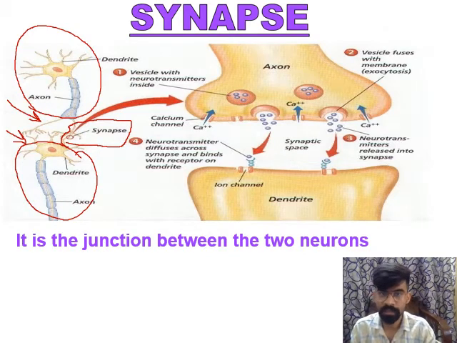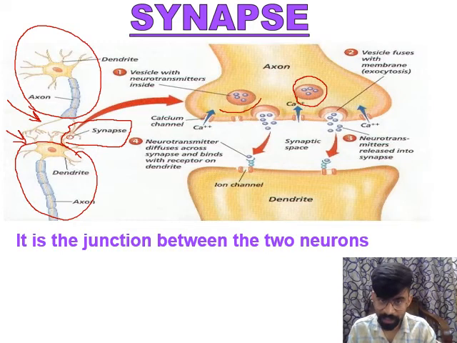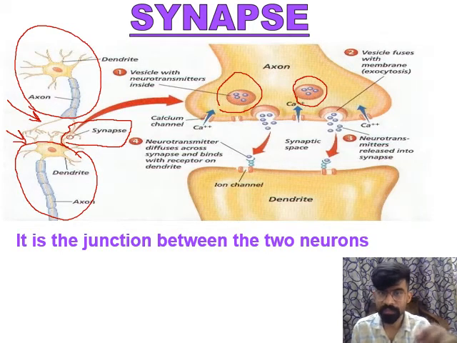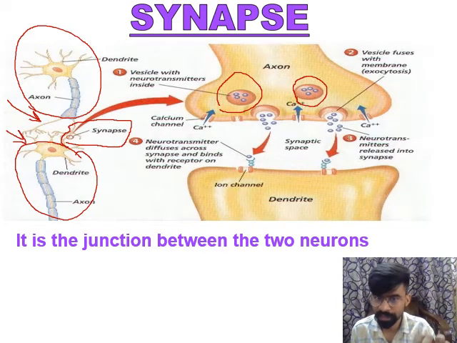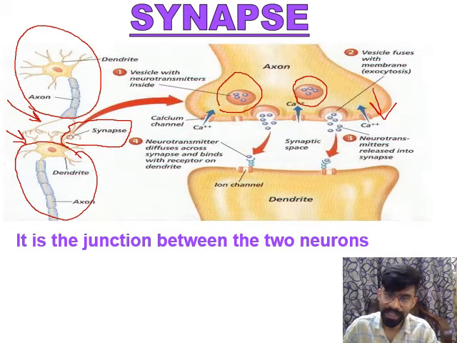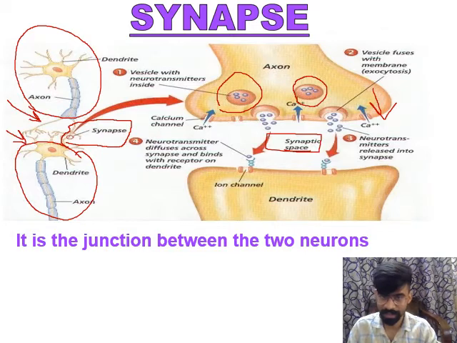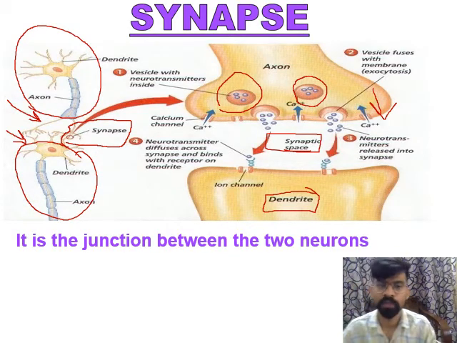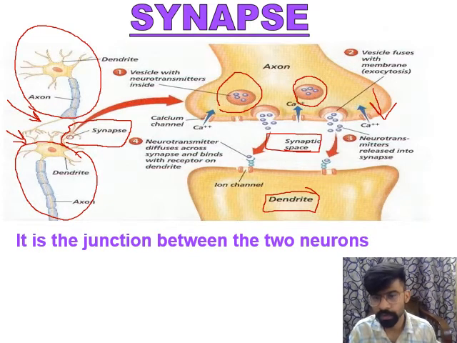Next, how the messages travel, you can see in this. These are some vesicles, or in simple words, fluid filled structures. This fluid filled structure contains the message. These are axon endings, and through the axon ending, this message will be released in the synapse space. This message is received by the next neuron, and the portion that helps in receiving the message is known as dendrite. So synapse is the junction between the two neurons.